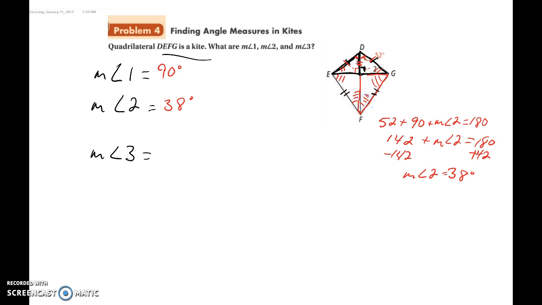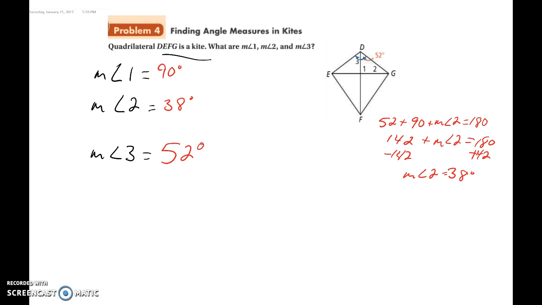So now, if we erase all this, we just proved that these two top triangles are congruent to each other based on hypotenuse leg. So that means that this 52 is congruent to this angle 3. So the measure of angle 3 is 52 degrees.